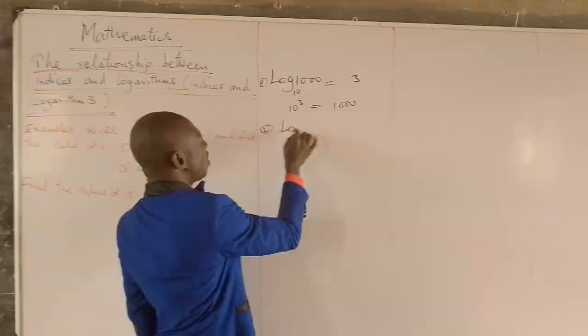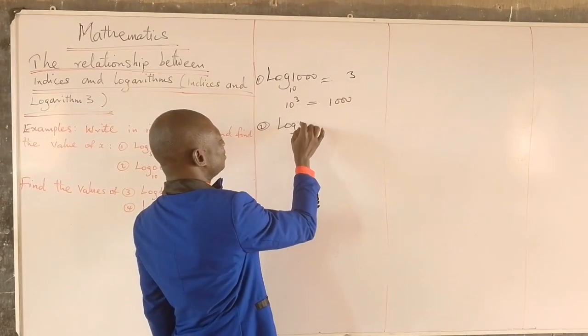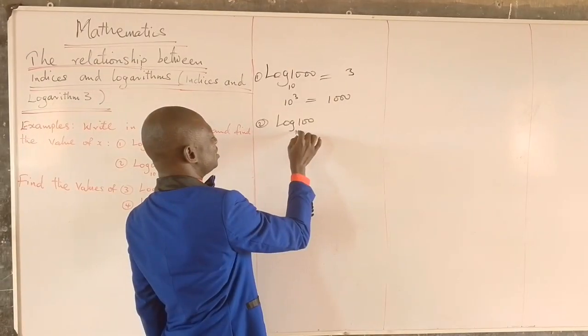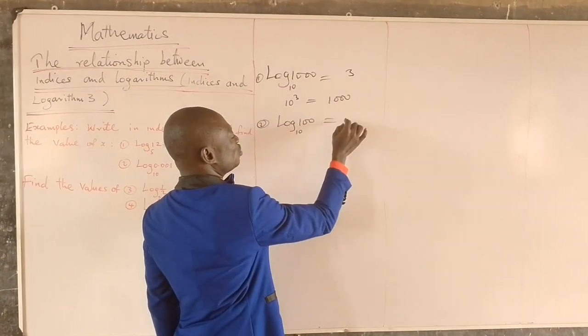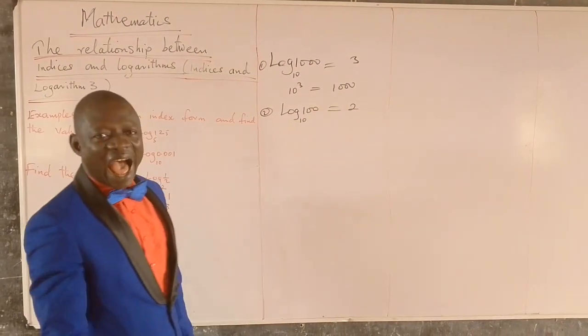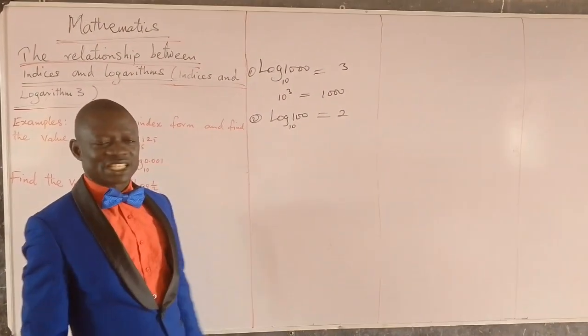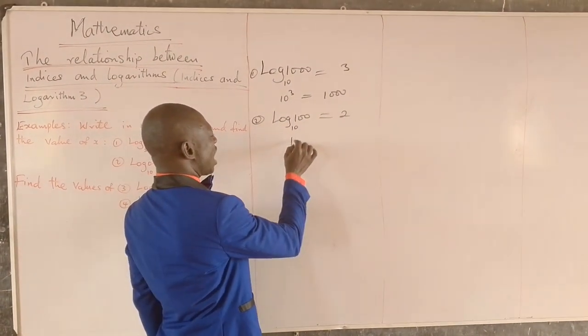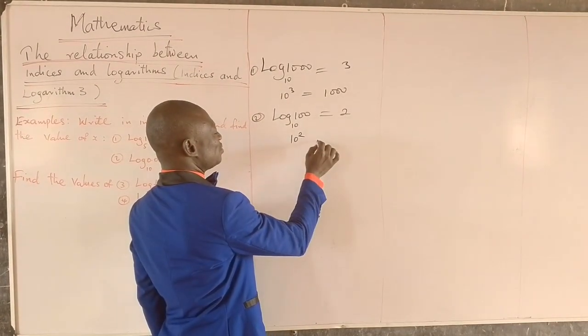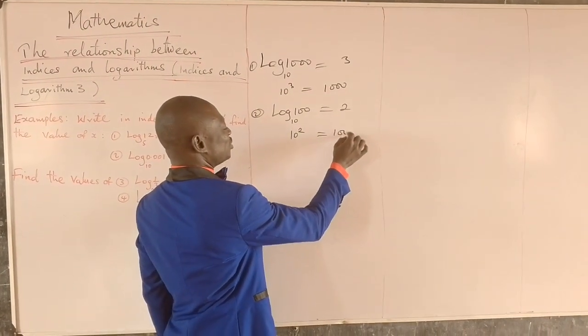Also, log of 100 in base 10 is equal to 2. And we can bring this 2 to be the index of this 10, so that we are going to have 10 raised to the power 2 is equal to 100, as you know before.